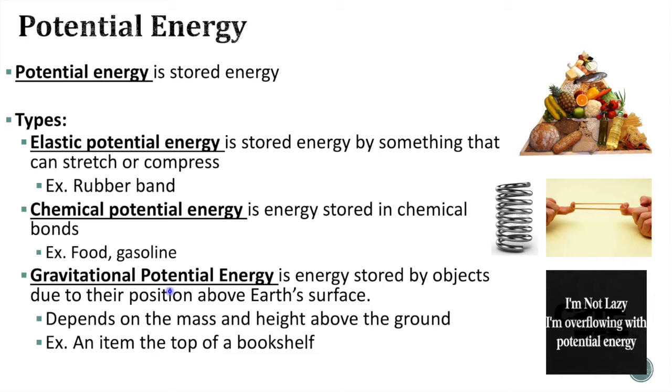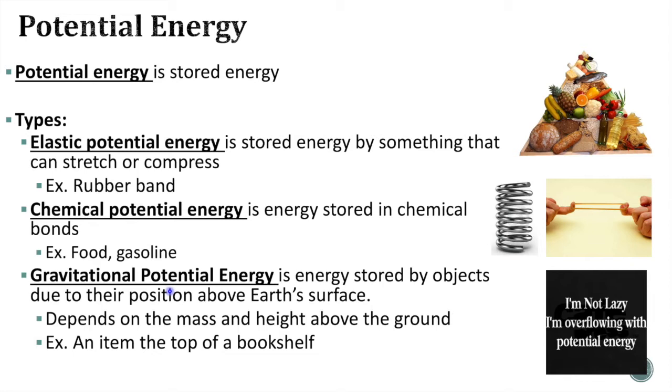Right. The next type is chemical potential energy. This is energy stored in chemical bonds. It's what a lot of your chemistry class is based around. Examples include both food and gasoline. For food, your body breaks down the food, breaks down those chemical bonds, and releases that chemical potential energy to use and converts it to other types of energy. Same with gasoline. Your car burns it and converts it to other types of energy.